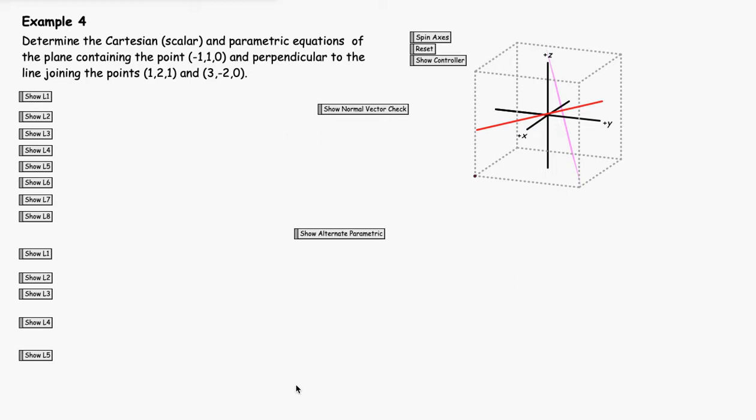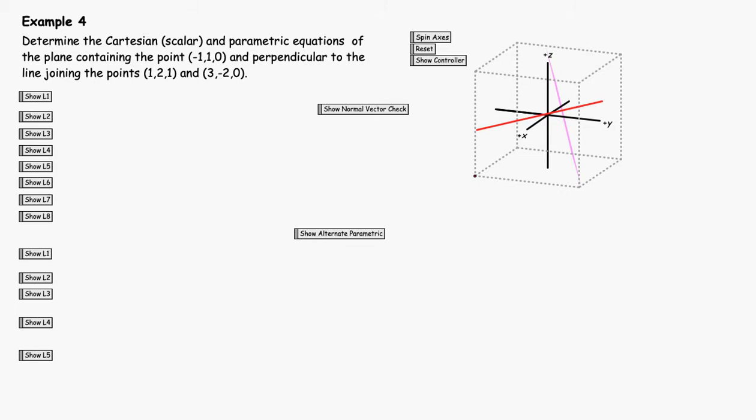Determine the Cartesian and parametric equations of the plane that contains the point negative 1, 1, 0, and is perpendicular to the line joining the points 1, 2, 1, and 3, negative 2, 0.